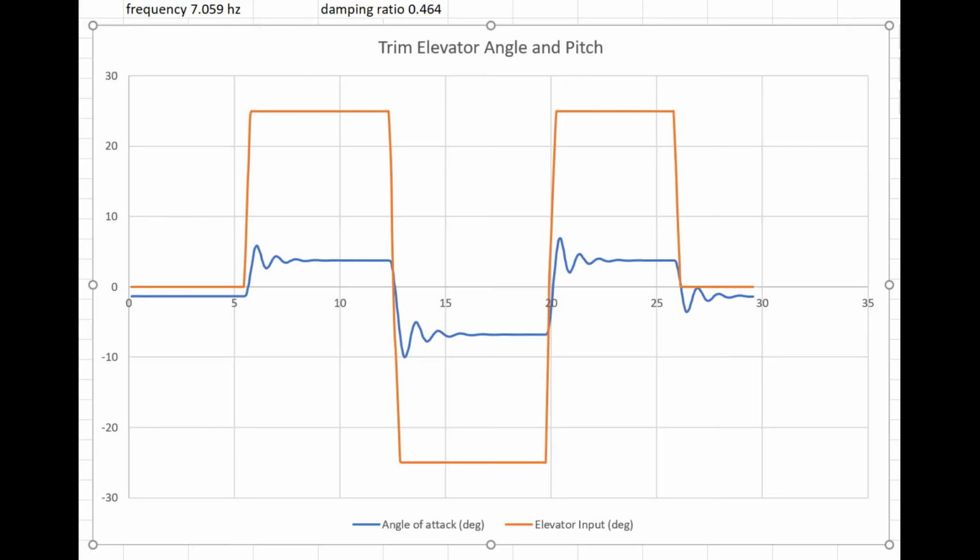Relevant data was then plotted in Excel, and the short period frequency and damping ratio for pitch at previously stated conditions were found. These were found to be much lower than the predicted values, most likely somewhat due to the differences in flight conditions.